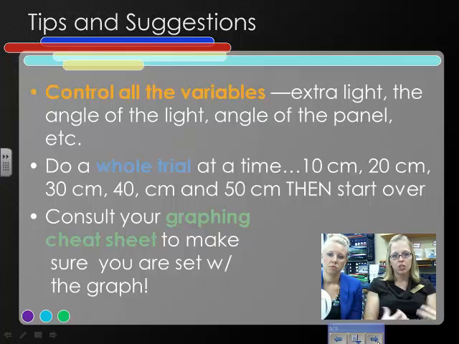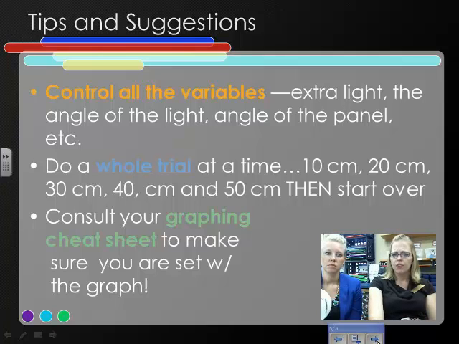Do it all fresh. And then graphing. Make sure you consult your graphing cheat sheet. Know which one is the IV and which is the DV. Make sure you don't have double zeros and your intervals are all spaced out equally. Your cheat sheet is in the front of your science notebook. We gave it to you at the beginning of the year.